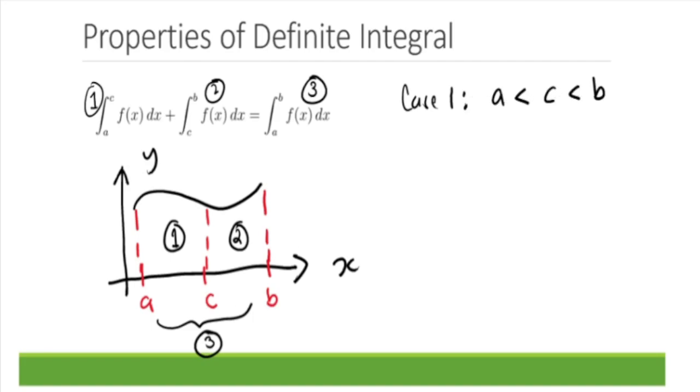But the good thing about this property is that whatever the arrangement of our A, B, and C, it will still hold true. So, for example, we have A is less than B is less than C. So let's just reverse B and C.